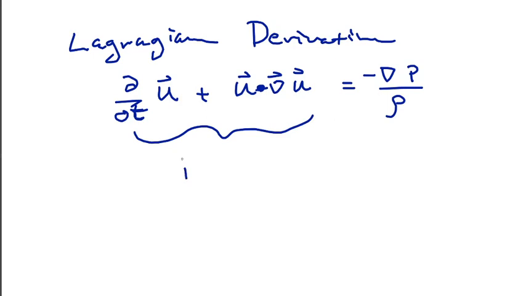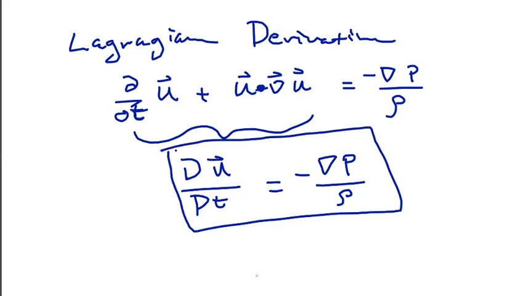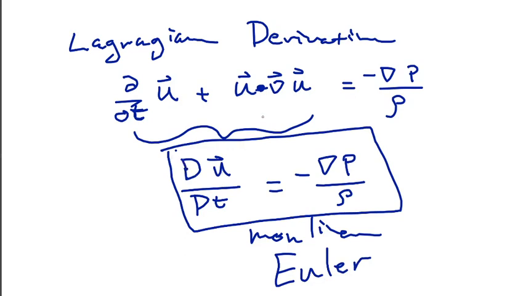So this is D u vector by Dt equals minus a gradient of pressure divided by density. So this gives us a nice compact form that we can write our momentum equation in. This is our nonlinear Eulerian momentum equation. This is nonlinear Euler. And the nonlinearity lies both in the grad p over rho, if we're compressible, but also it's hidden inside this Lagrangian derivative. And that's because this part here is inside the derivative, and this part is a quadratic nonlinearity of our system.